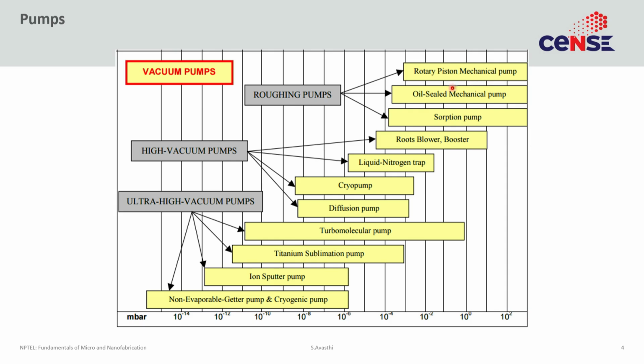There are certain pumps, like the rotary piston mechanical pump and the oil sealed mechanical pump, that only work under high pressure. Once they start pumping and you get to the base pressure of that pump, you cannot gain any further by just pumping longer. So no matter how long you put an oil sealed pump on a vacuum chamber, you are never going to get 10 power minus 4 vacuum, because that is the limit of that pump.